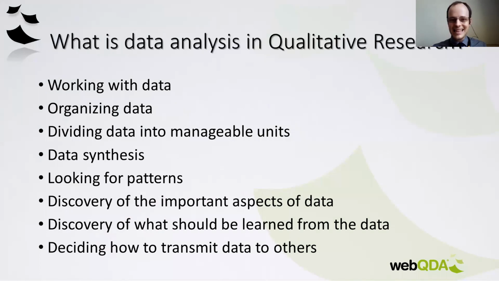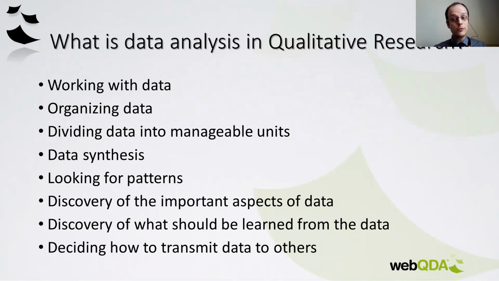When we talk about data analysis in qualitative research, we have to work with all of this data in some way, right? We need to organize it. That often means dividing the data into manageable units. We separate it based on certain characteristics, and then we try to synthesize, find what all of the data in a certain category has in common. That often means looking for patterns. At a basic level, this could be what are some of the most commonly used words? But it doesn't have to be just at that level.